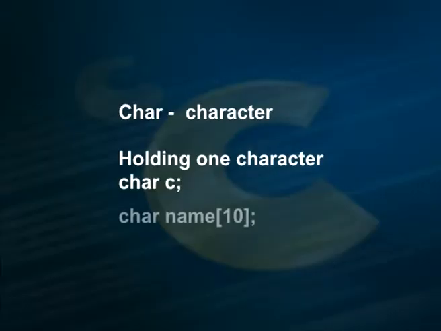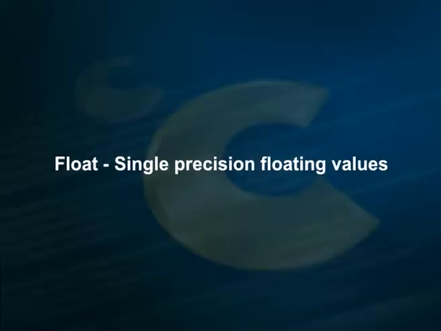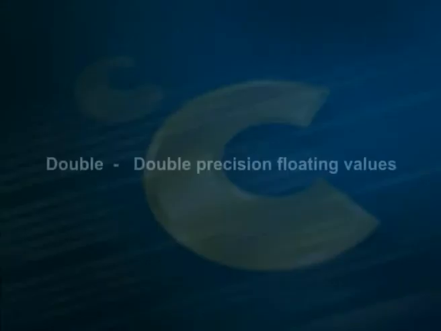For example, char name[10]. Here name is declared as a string that represents an array which can hold a maximum of 10 character elements. Float. Float holds single precision floating values. For example, float height, where height is a float type variable. Double. Double holds double precision floating values. Apart from these built-in data types, C also supports user defined data types, which will be discussed in later sessions.